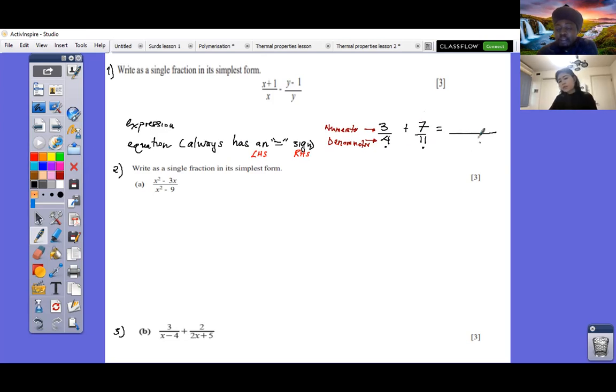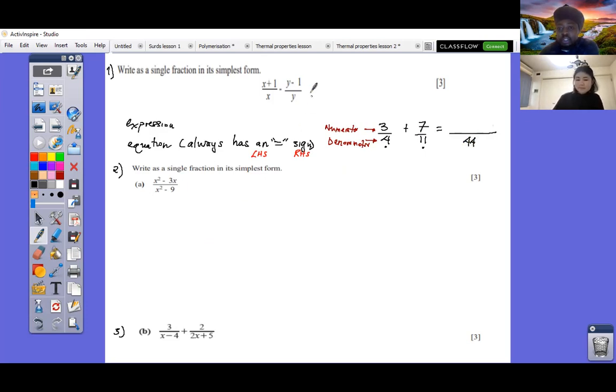So what number would that be? A number that both 4 and 11 can go into. The easiest is 44. Just do 11 times 4. That's the easiest way to find it. You're absolutely right, so we get 44.